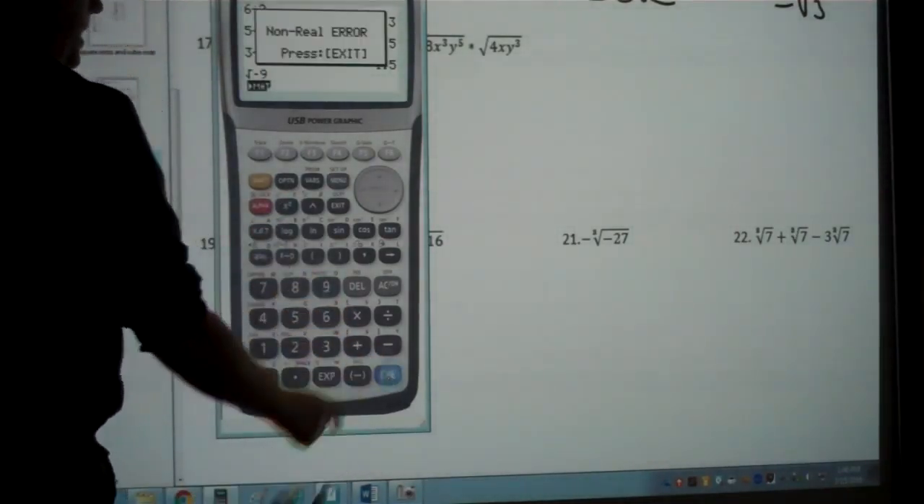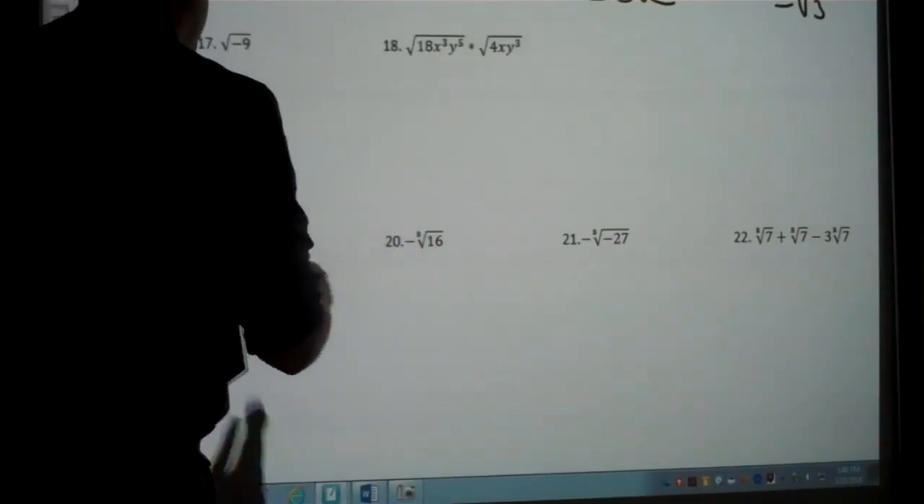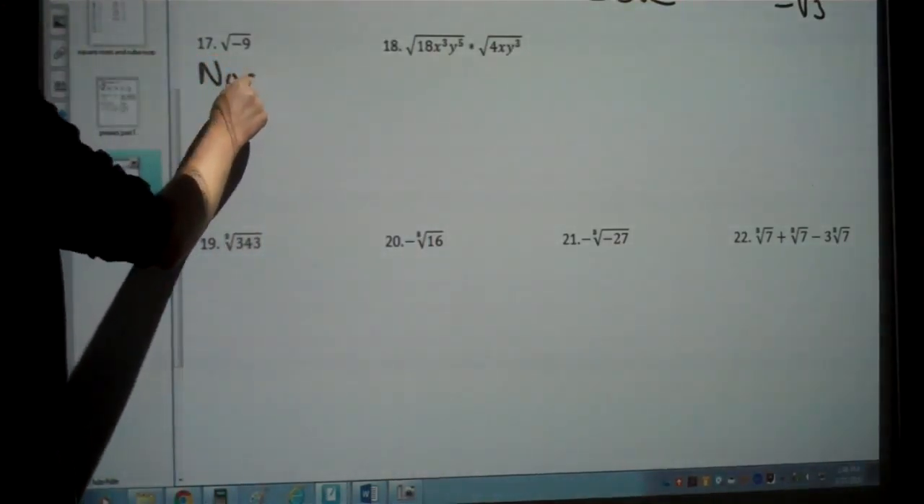17, square root of, and it says negative 9 here. So I haven't had any questions with negative square roots yet, and that's why. It says error. You can't actually work out the square root of a negative number, so no solution to that question.